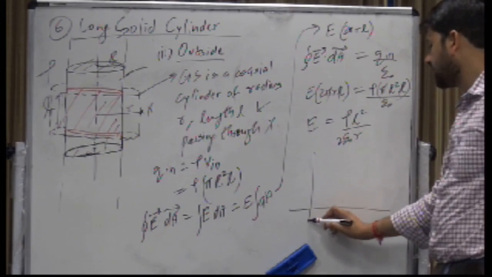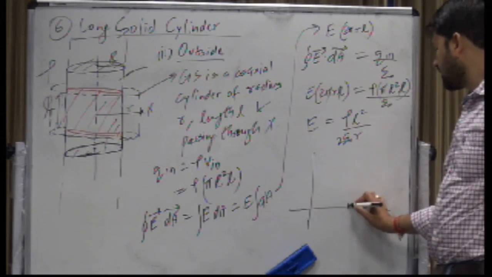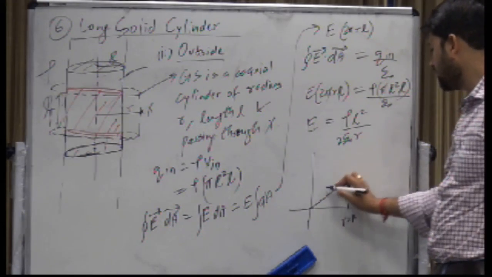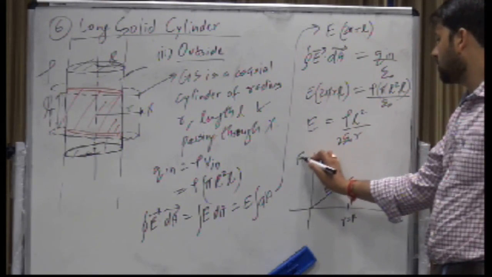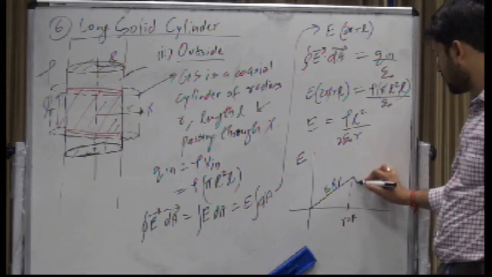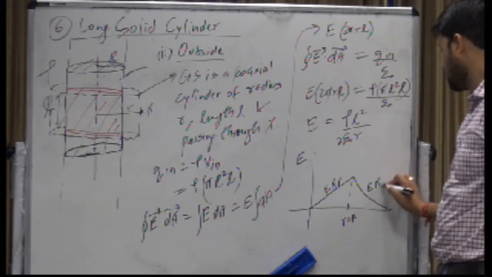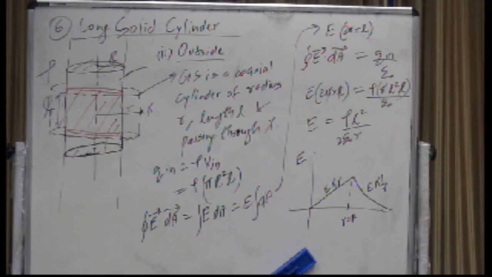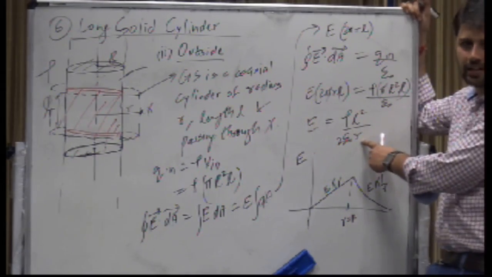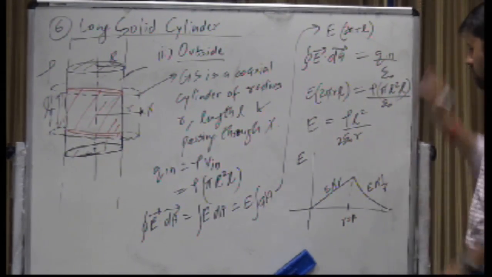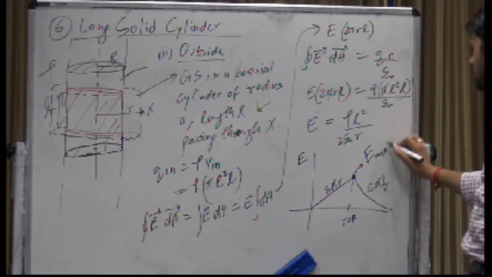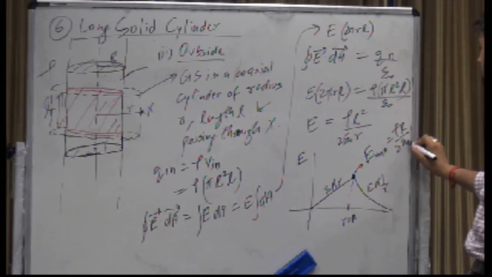Okay, so let's check out the graph. Till the surface, the field was increasing linearly, E was proportional to r, and after the surface it was falling inversely, right. We can find the maximum value. Putting r equal to capital R here, the maximum value E max is rho R upon 2 epsilon naught.